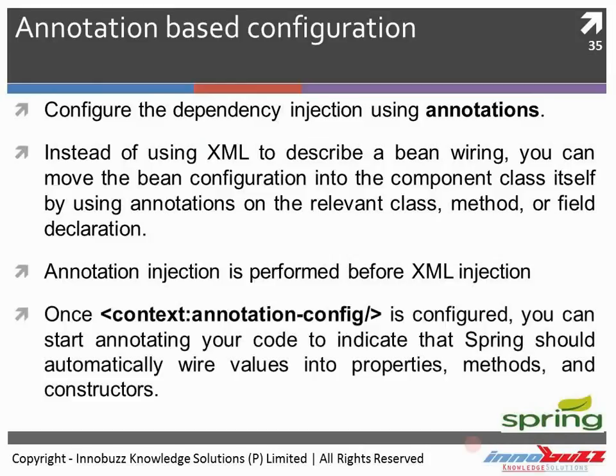Once this context colon annotation hyphen config is configured, you can start annotating your code to indicate that Spring should automatically wire values into properties, methods or constructors. So, in order for annotations to work, you have to use this context colon annotation hyphen config in your configuration file. Without this, annotations used in your classes will not work.